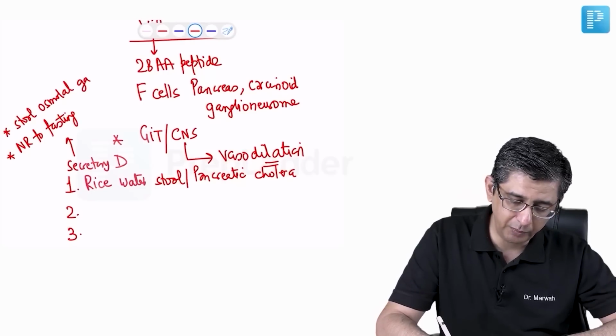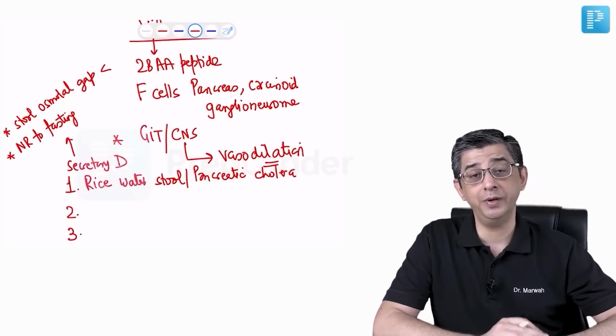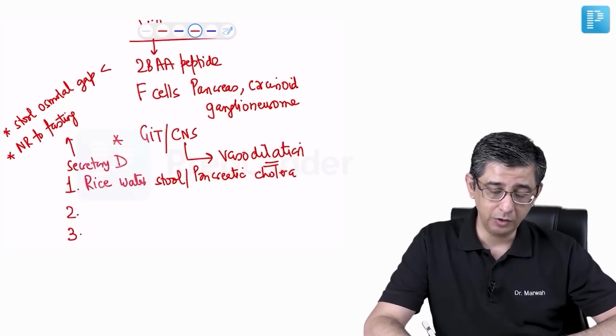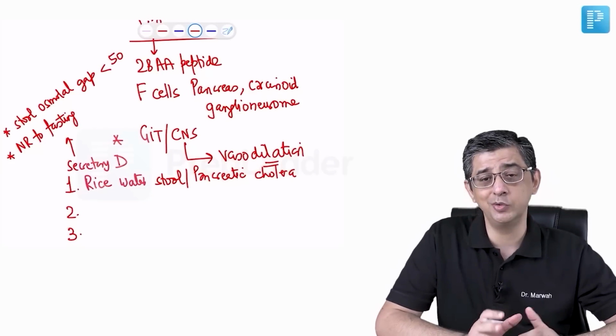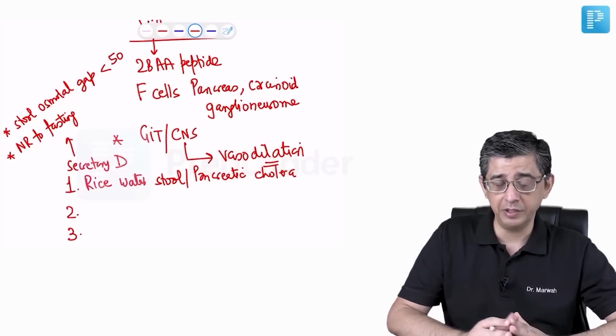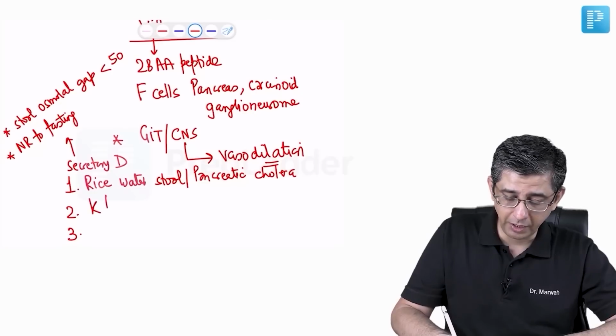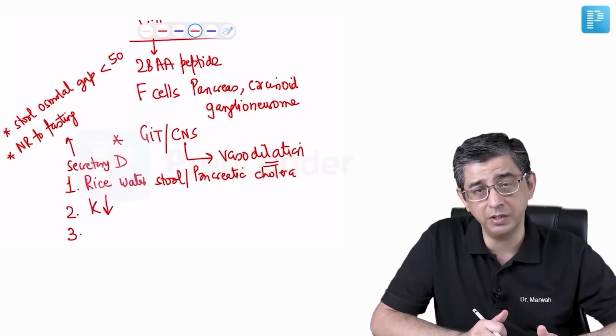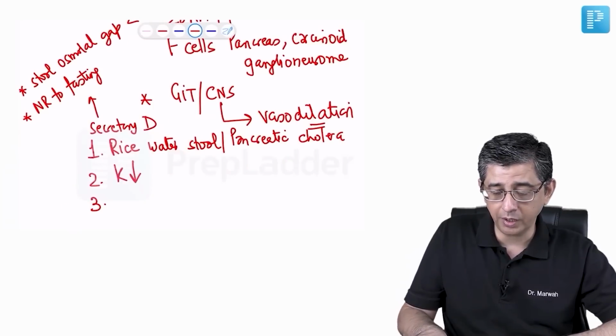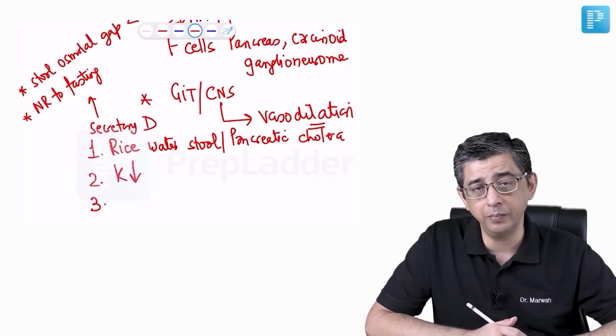I'll just give the mathematical value here, because the stool is going to be rich in electrolytes, as a result of which the osmolar gap will usually be less than 50, whereas in osmotic diarrhea it is usually more than 100. Let's look at other features that can be seen. Because there is diarrhea, there will be hypokalemia component that can explain the muscle cramps of these patients. So that's the first time in a neuroendocrine tumor we are reading about an electrolyte imbalance.